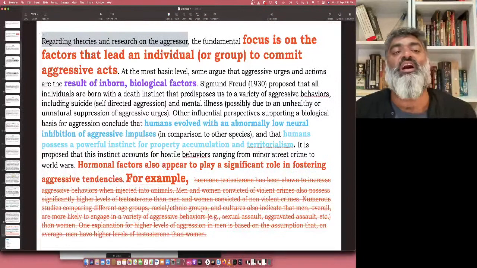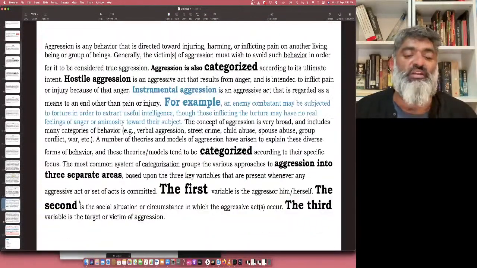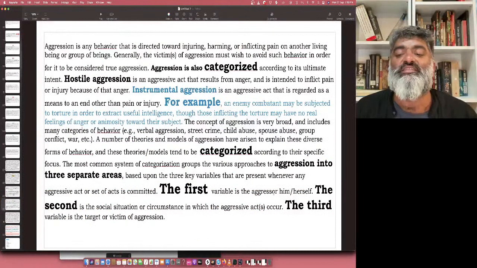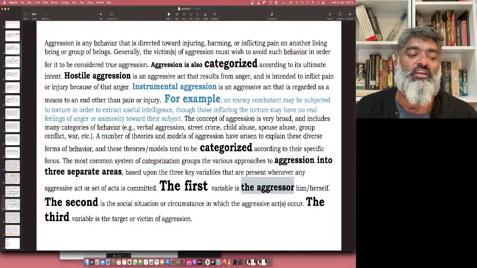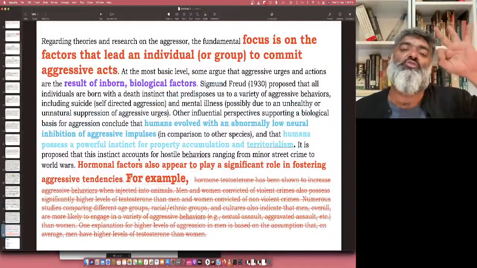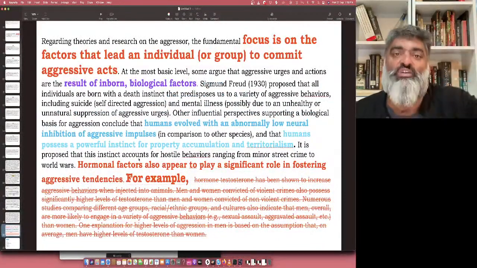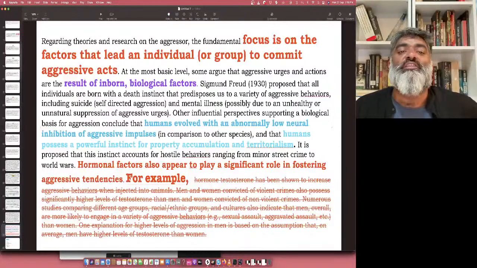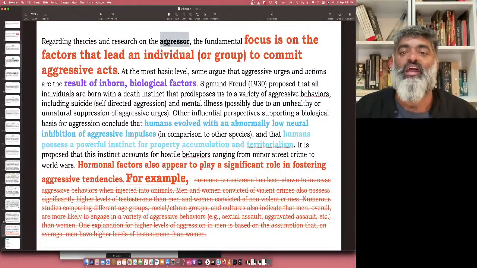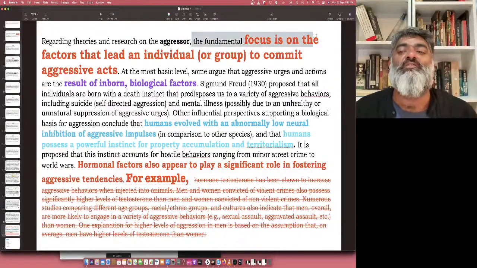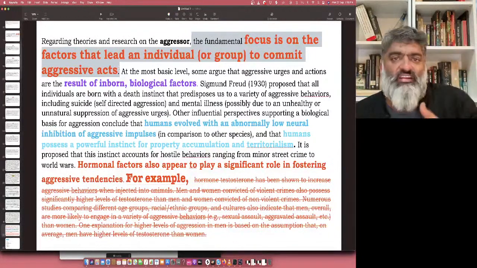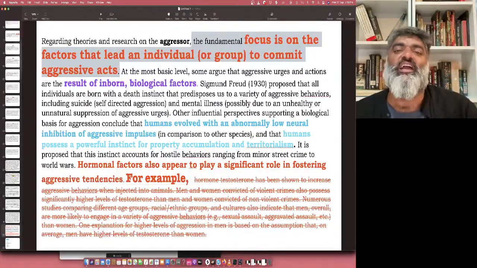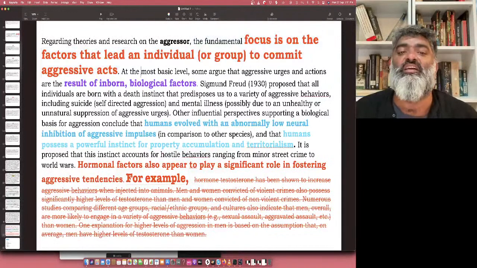I should have highlighted this. Regarding theories and research on the aggressor, let me take you back. The first variable is the aggressor himself. The aggressor may be the doer of the violence, right? So I now know that out of those three ideas, I'm picking up one and then going into the detail of that. So in research on the aggressor, that was variable number one. The fundamental focus is on the factors that lead to the act of aggression. Oh wow, so easily I can find a flow here. Three categories. In that category, what is the reason behind the aggressor?